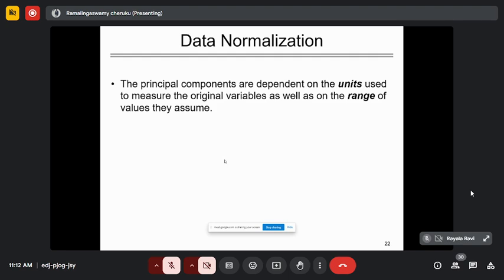If I'm talking about a percentage, the range is from 0 to 100. If you're talking about salary, the range goes beyond 100. So there is no uniformity. If there is no uniformity in the range and the units, that may impact PCA performance. That's why we have to do data normalization so that all features are in a similar range, like 0 to 1 or 0 to 100. So the data should always be normalized prior to using PCA. That's important.